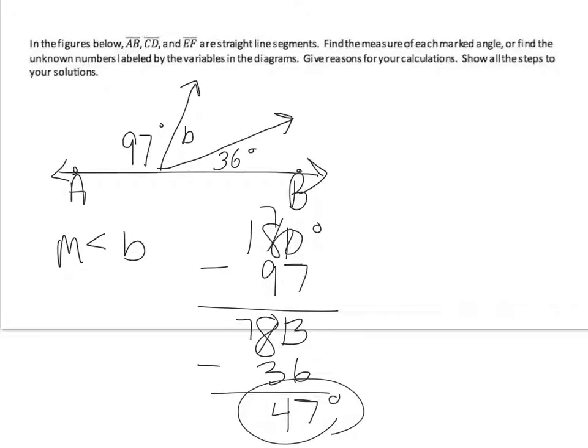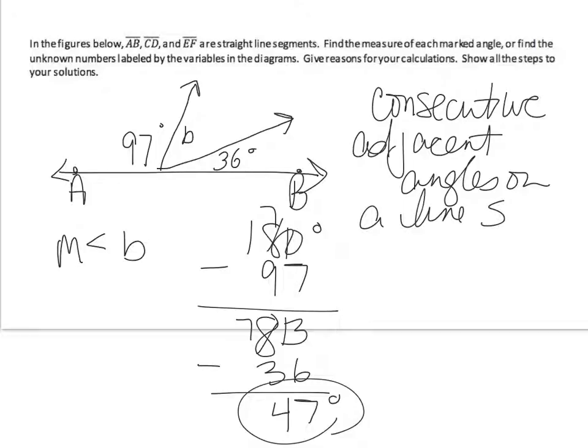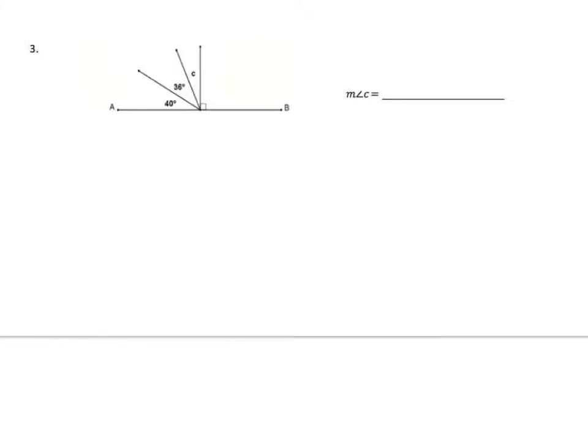And our reasoning here is consecutive adjacent angles on a line sum, not sun, sum to 180 degrees. Okay, number 3, go ahead and push pause and solve it. Push pause though.